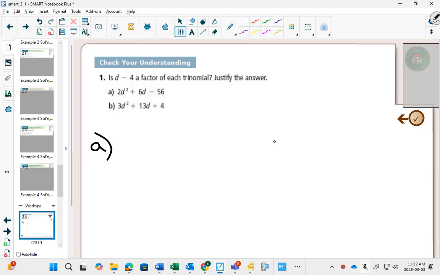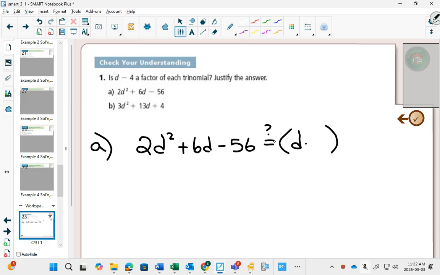I'm going to show you though that there is a bit of a shortcut with this. We'll do the shortcut method first. I'm going to put a question mark. If d minus 4 is a factor, that's what we want to find out. It actually predetermines what the second one has to be. If this is a d minus 4, and it is a factor, what has to be here to get 2d squared? There would have to be a 2d there, guaranteed.